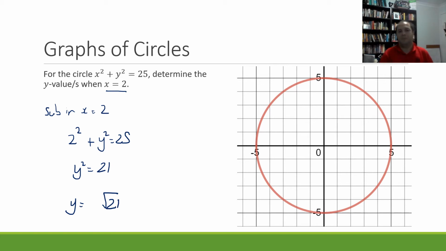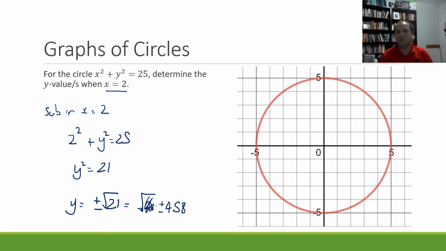But remember, students, when we take a square root, our answer could be positive or negative, so we need the plus or minus value of that square root sign. So the square root of 21 is not a square root anymore, it's 4.58, and that answer could be positive or negative.